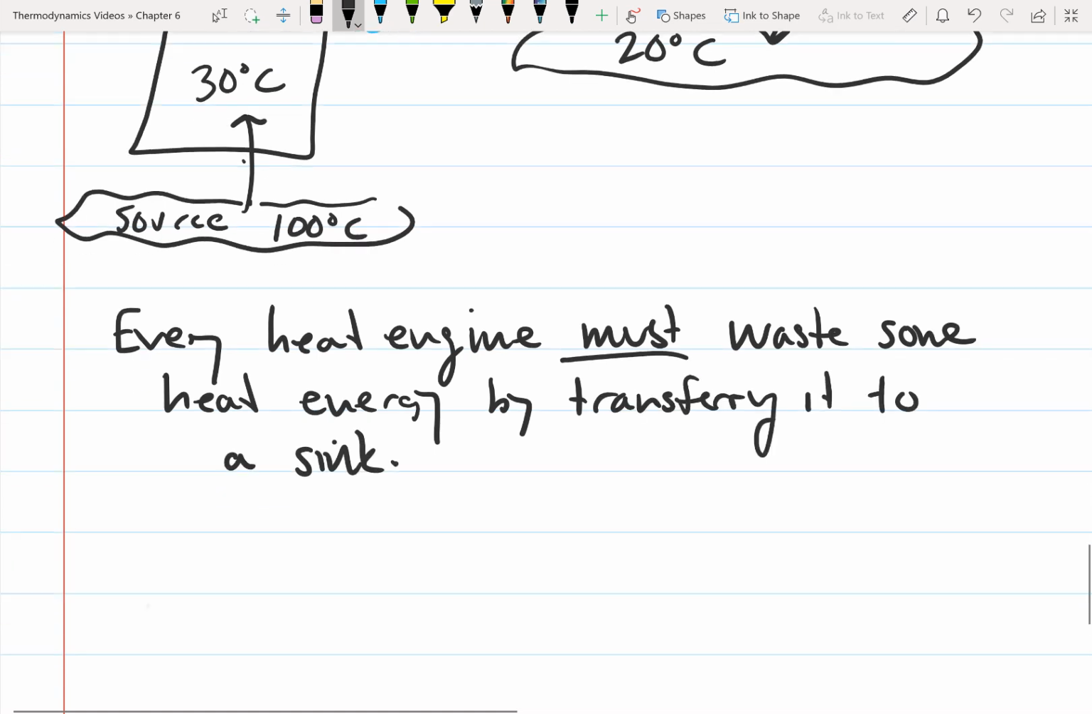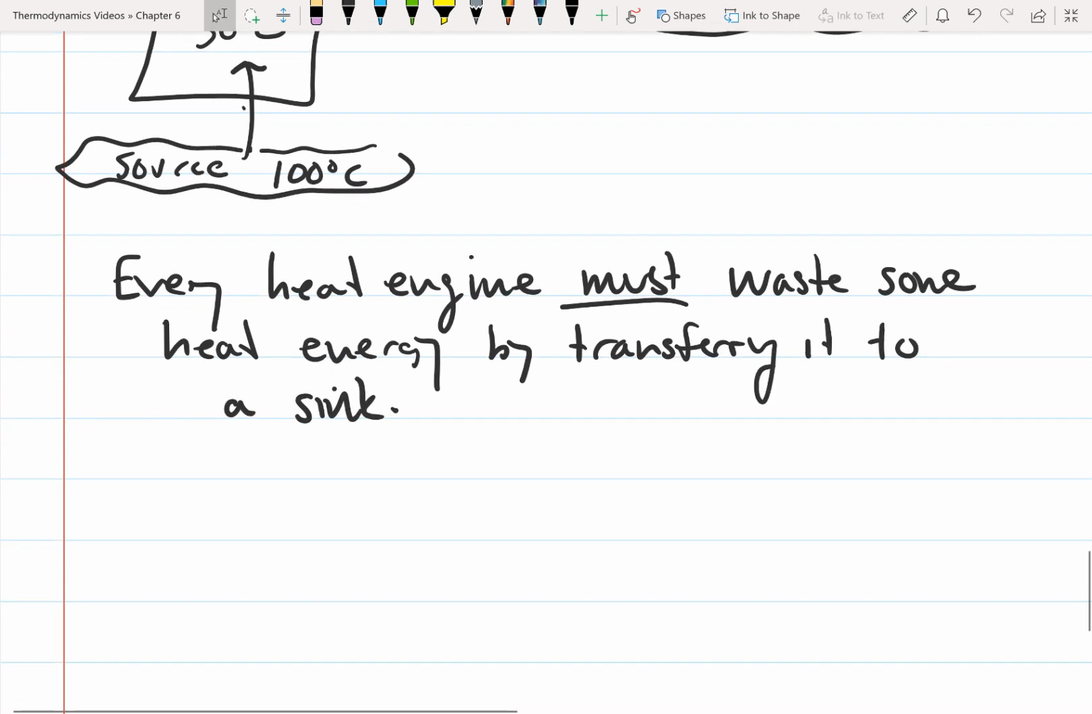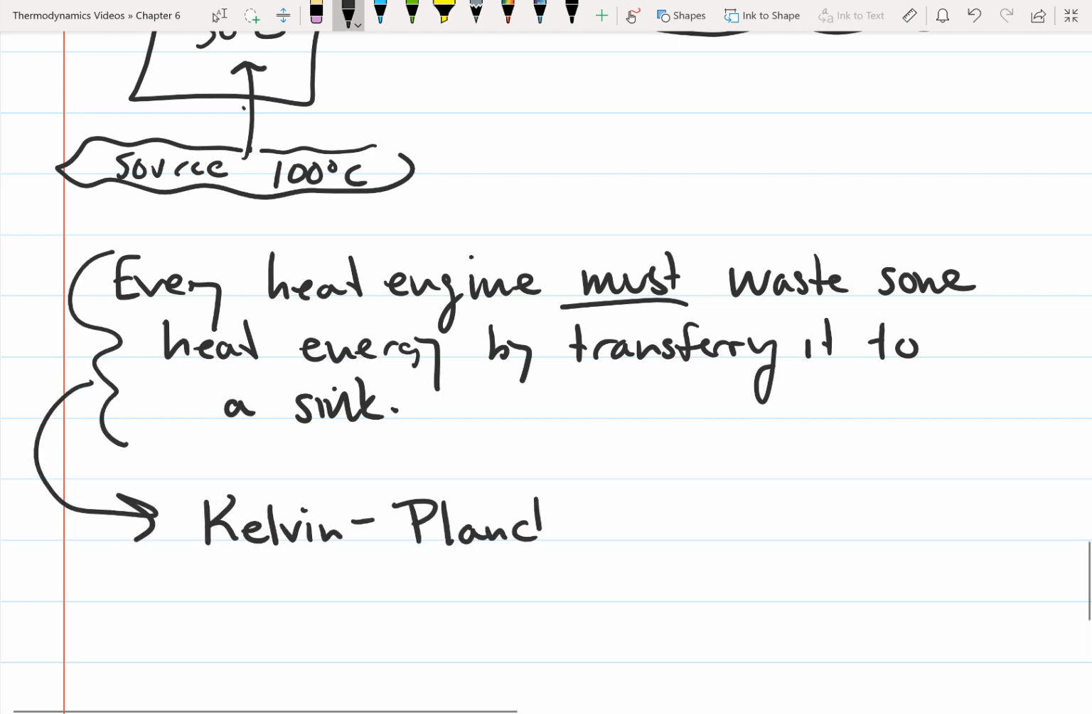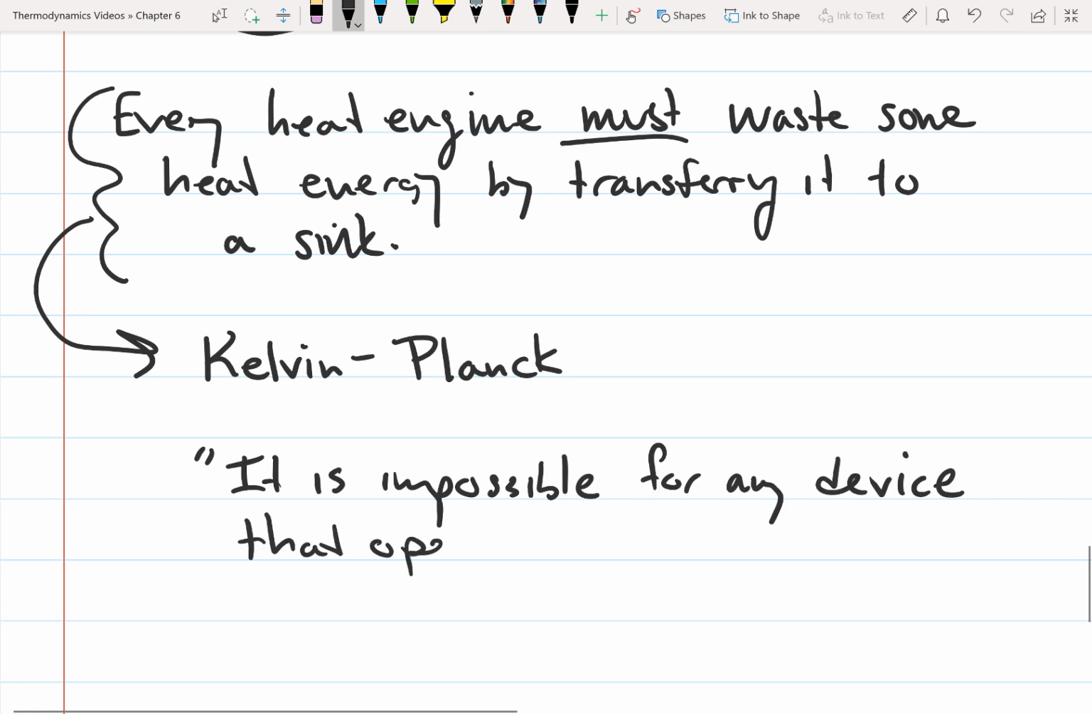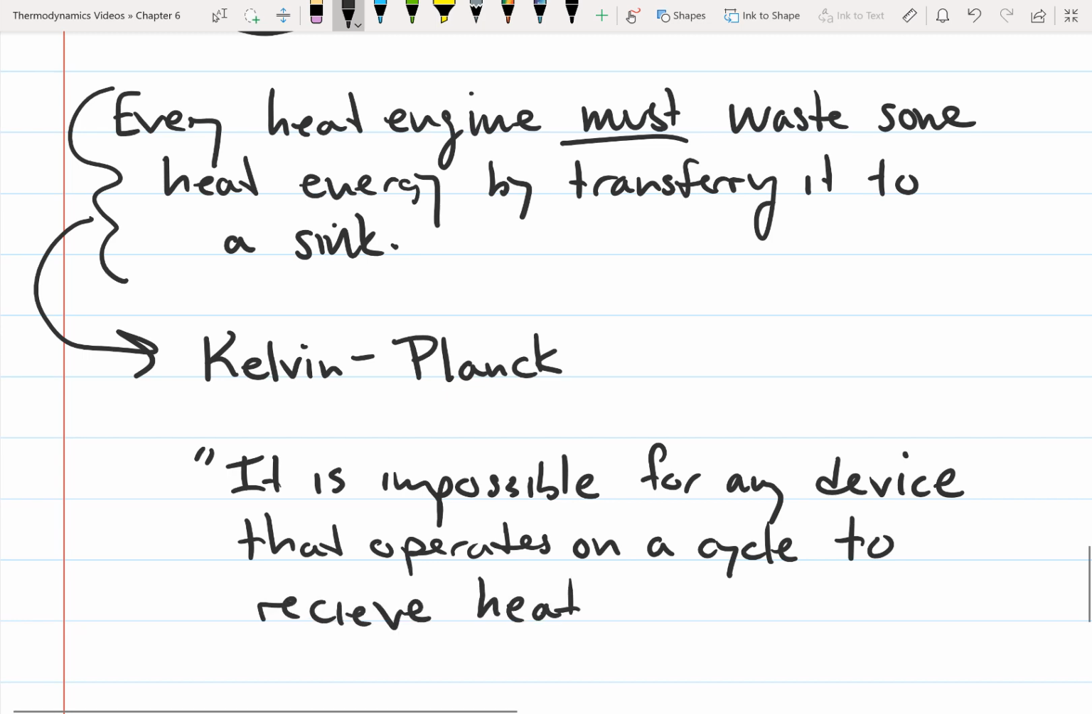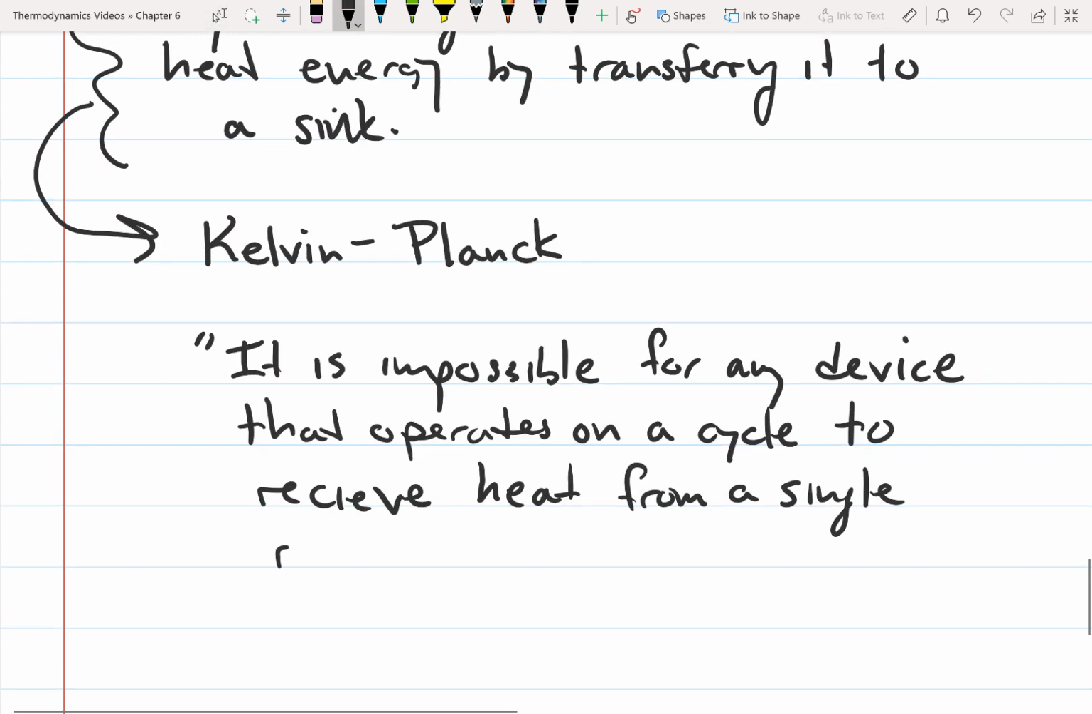So this is going to be a requirement for every heat engine. And this comes back to the Kelvin-Planck statement that I gave you last time. What the Kelvin-Planck statement says is required is that it is impossible for any device that operates on a cycle to receive heat from a single reservoir and produce a net amount of work.